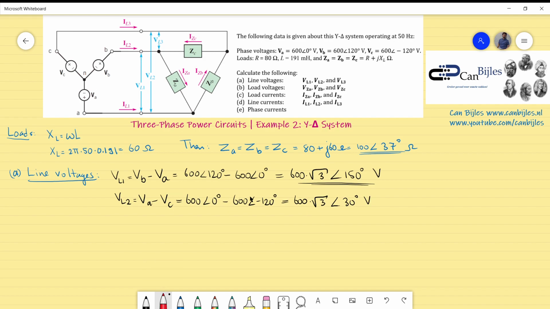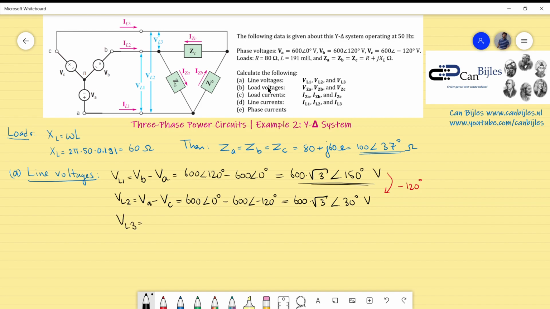You can see that the phase will drop in each step by 120 degrees. So we will lose 120 degrees, so you will decrease the phase, but you will have the exact same expression for your amplitudes, for your line voltages. So the final one, line voltage 3.